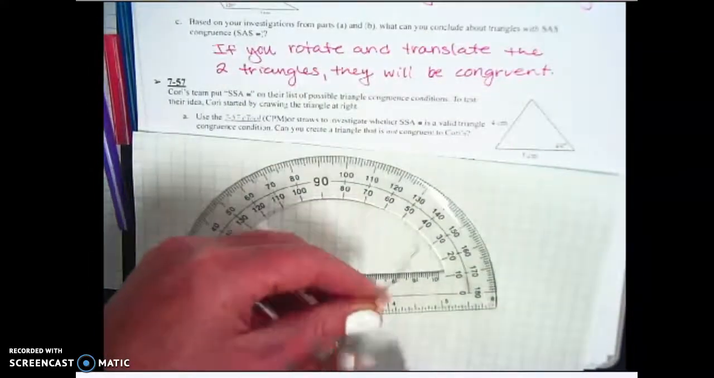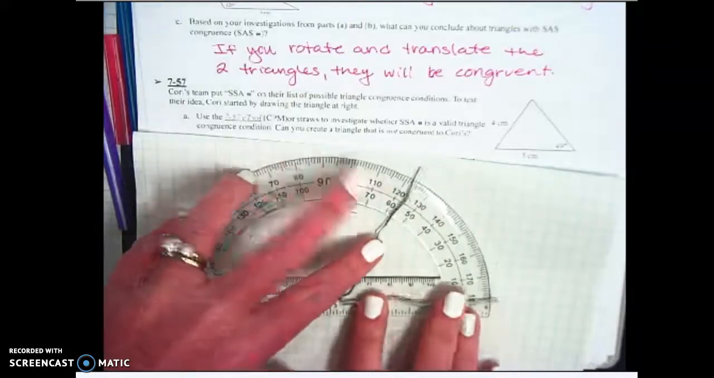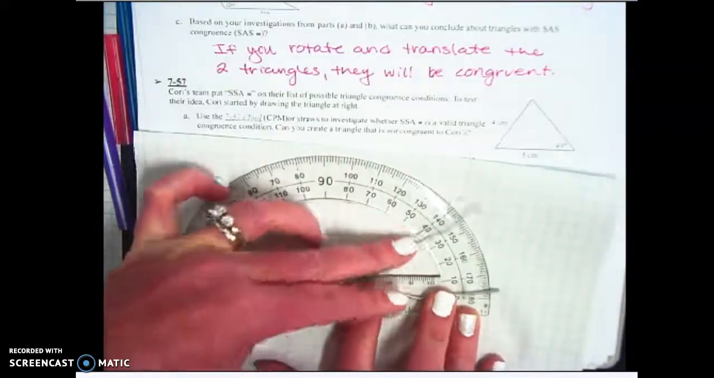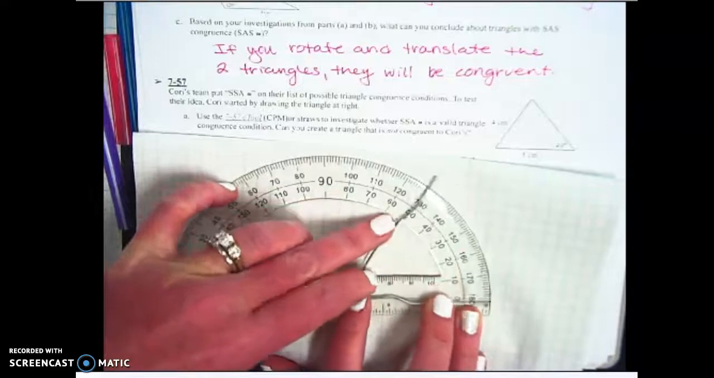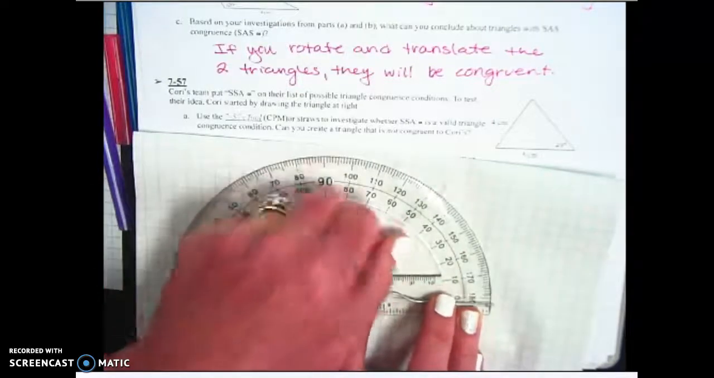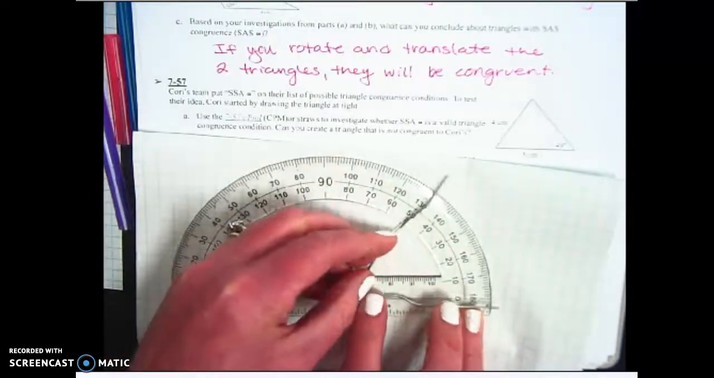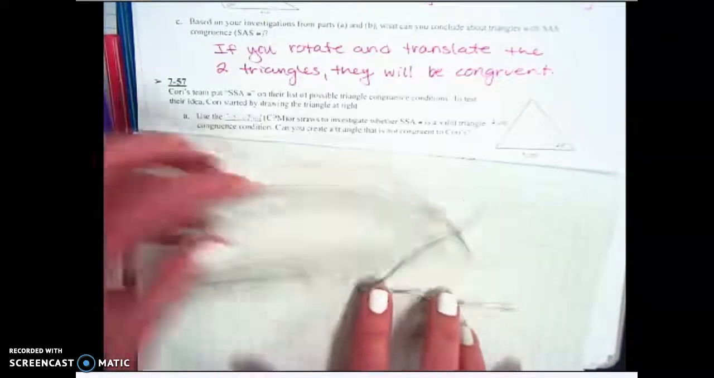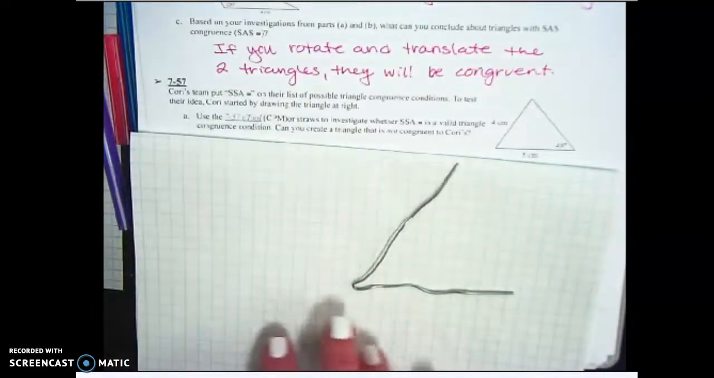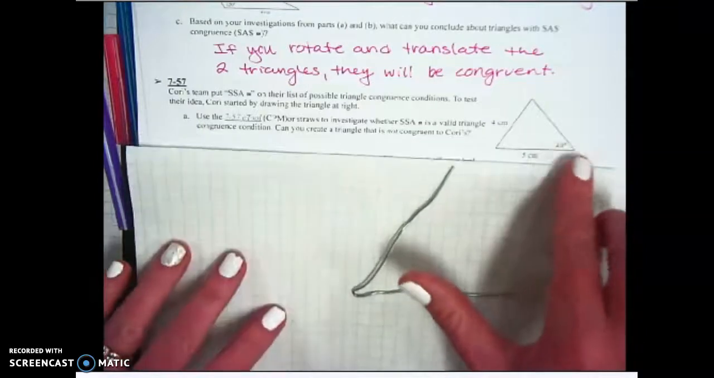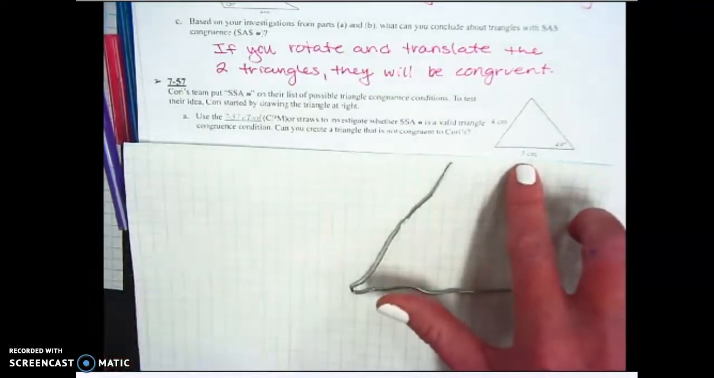So probably right about, it's too narrow. A little bit more. Okay, that's about 49. Then we've got after the 5 centimeters, so purple.